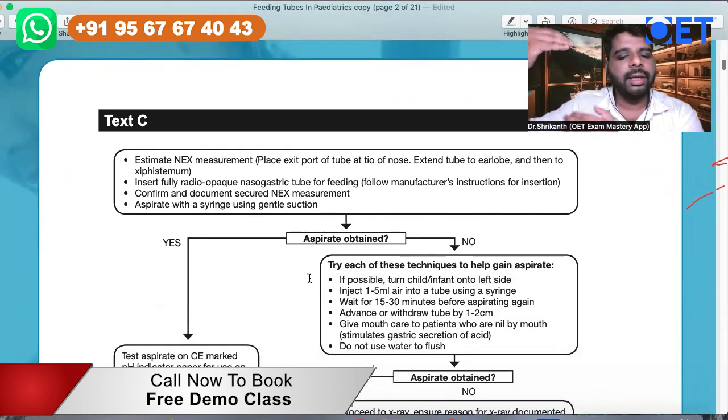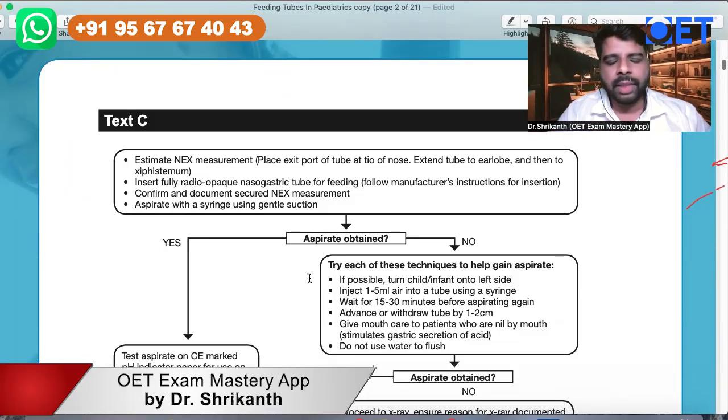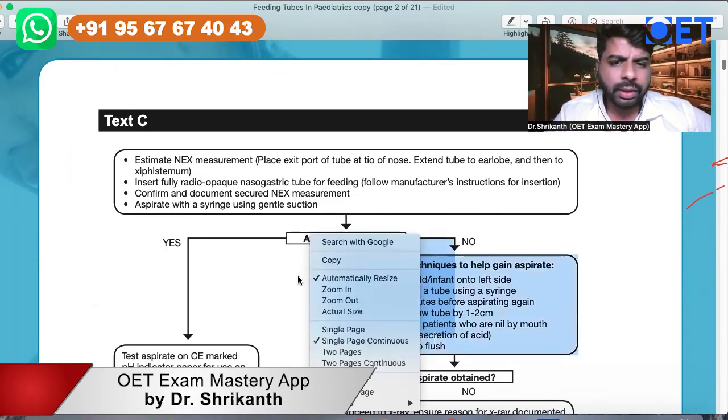If you're simply reading text A and text B in full, you will forget everything you have read. I'll come back later. Now let's come to text C over here.